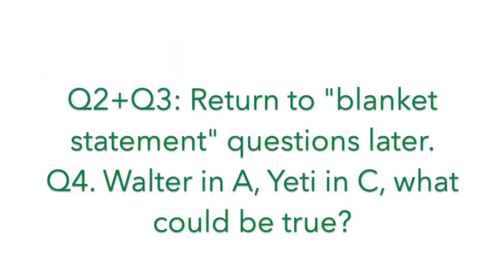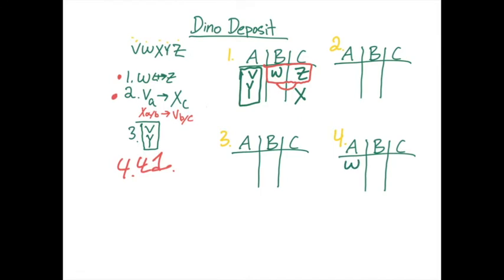Now, questions 2 and 3 ask us questions about blanket statements, that is, things that apply to all of our game boards, and so we're going to skip those 2 and move to question 4 first before coming back to 2 and 3. So we're going to go ahead and put W in A, put Y in C, and looking at our rule 3, we're going to have to make that block, and so we're going to put V with Y in C. And now we'll keep track of what variables remain, and we have the X and the Z that still need to be placed.